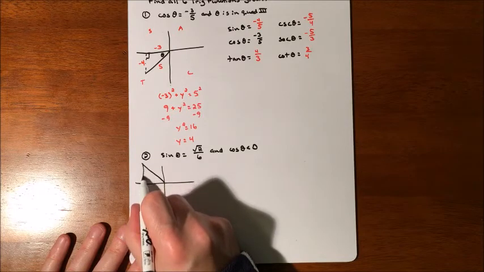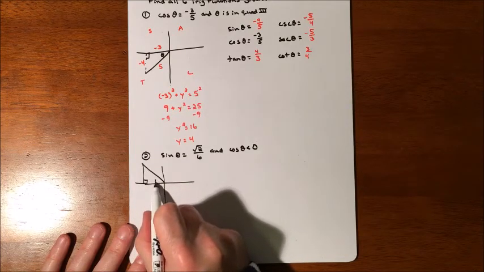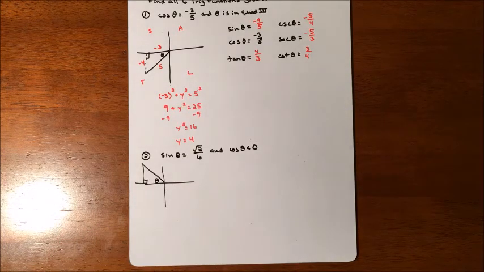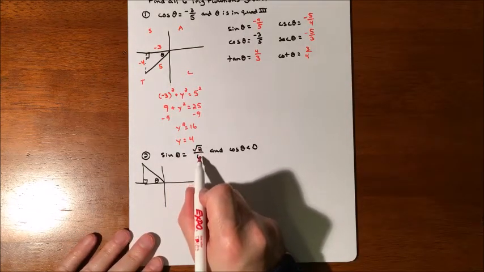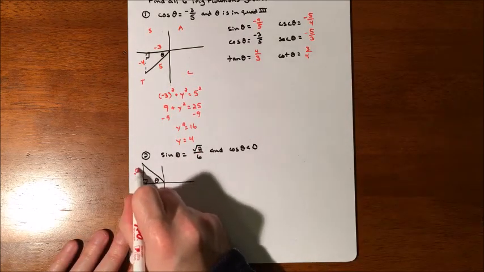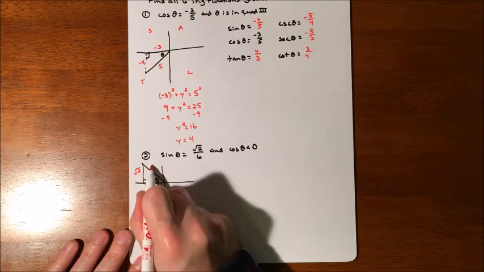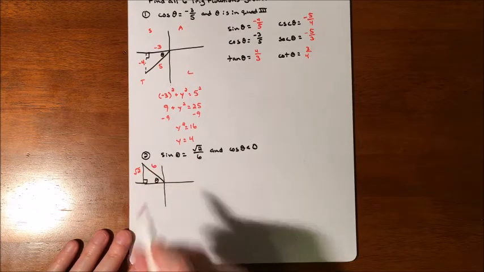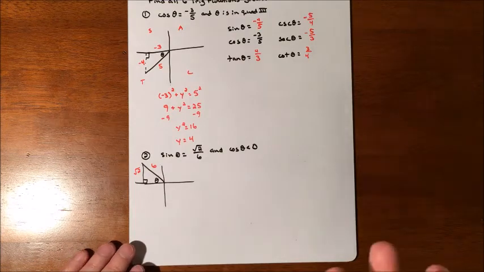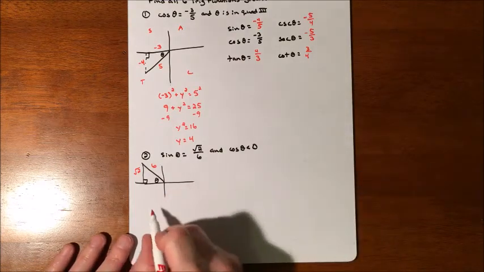Now, I don't need to worry about trying to make this to scale. Just want to give myself enough space to draw a triangle. And I know that my opposite is √2, and the hypotenuse is 6. So my x will end up being negative. I just have no idea what it is. It's not a special right triangle or anything.